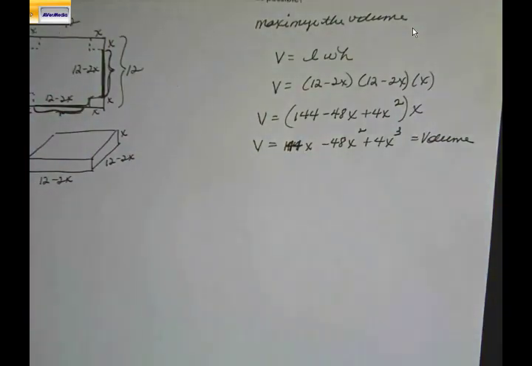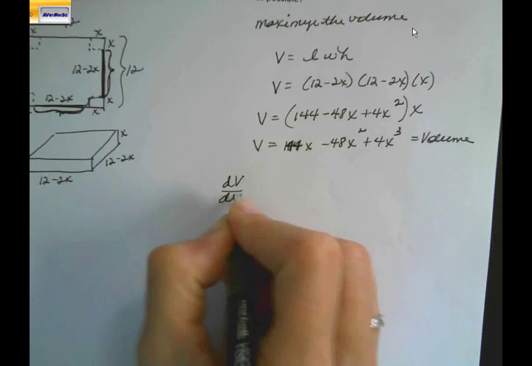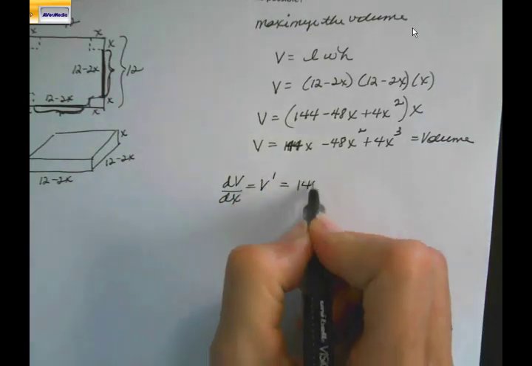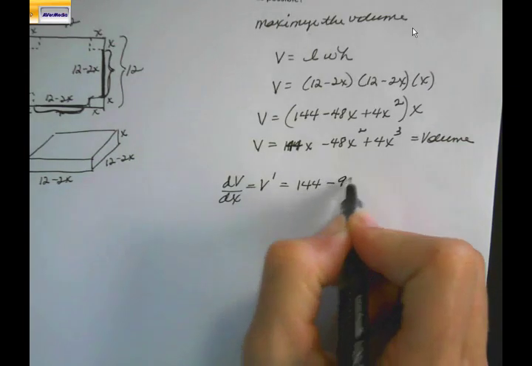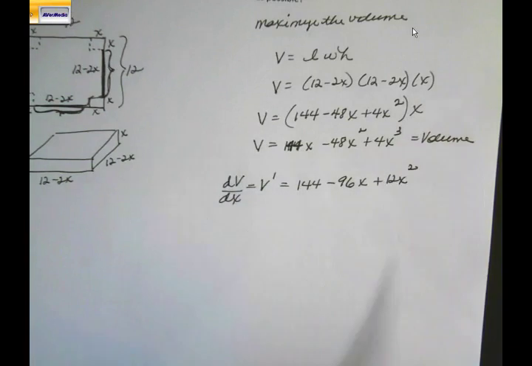Now, if you want to maximize the volume, you're going to take the first derivative of it and set it equal to 0, because that's telling you where you have horizontal tangent lines at your local maxes and local mins. So I'm going to take the first derivative, which is dV/dx, or V prime. The first derivative is 144 minus 96x plus 12x squared. That is my first derivative of my function.